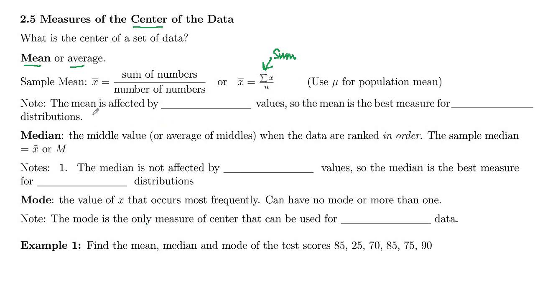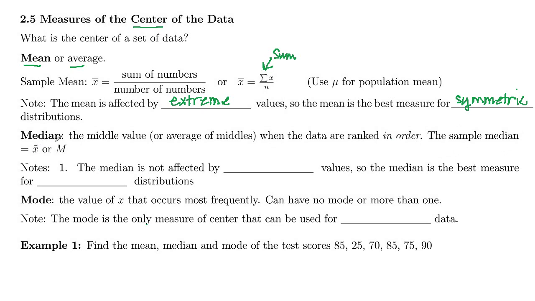One thing to note here is that the mean is affected by extreme values. If you've got some outliers in your data set, they're going to affect the mean. They can pull it up or down so that it's not as representative. So the mean is actually the best measure if you've got symmetric distributions. And we'll see that in just a second.